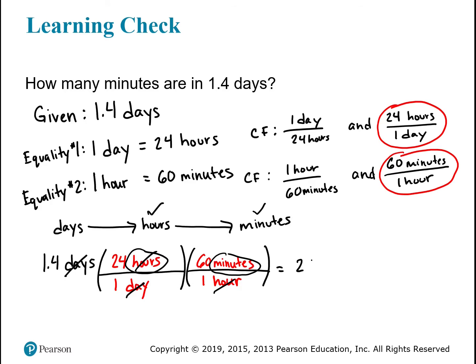Your calculator will tell you that number. However, we need to consider sig figs. In 1.4 days, we've got 2 sig figs. Our equalities are definitions. 1 day equals 24 hours, 1 hour equals 60 minutes. That's set in stone. Those are exact. So we don't need to worry about those when it comes to sig figs. So our answer must have 2 sig figs.